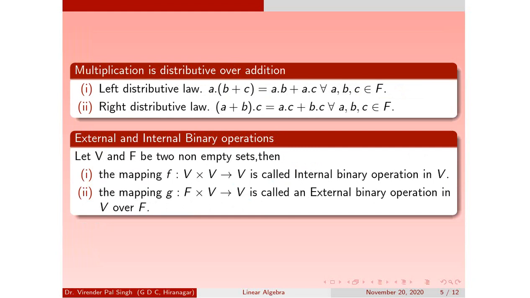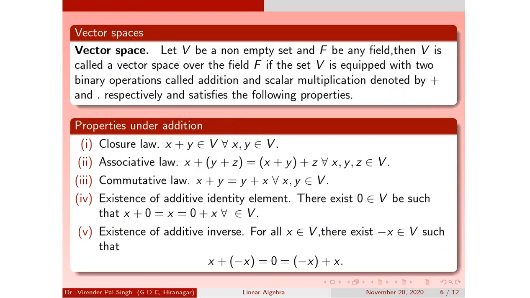Then the mapping f from V cross V to V is called internal binary operation, and a mapping g from F cross V to V is called external binary operation. Here the multiplication is internal within the elements of V, but here it is with the elements of the F. So it's external binary operation, and for the first case it's the internal binary operation. Now let's come to the main topic, which is very important.